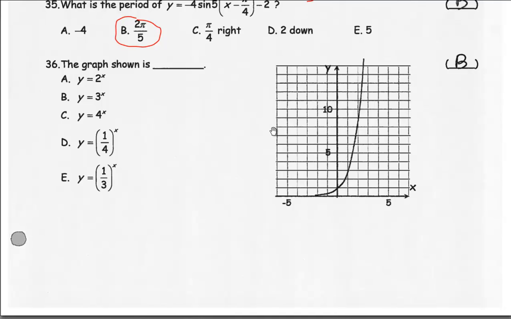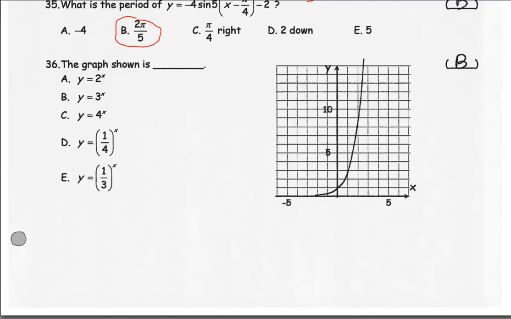For question number 36, the graph shown is an exponential graph. And actually, we've got lots of exponential graphs. You remember the ones that have a base between 0 and 1, like a quarter or a third, are the ones that go in this direction. So D or E could not be the correct one for this graph. So is it 2 to the x, 3 to the x, 4 to the x?